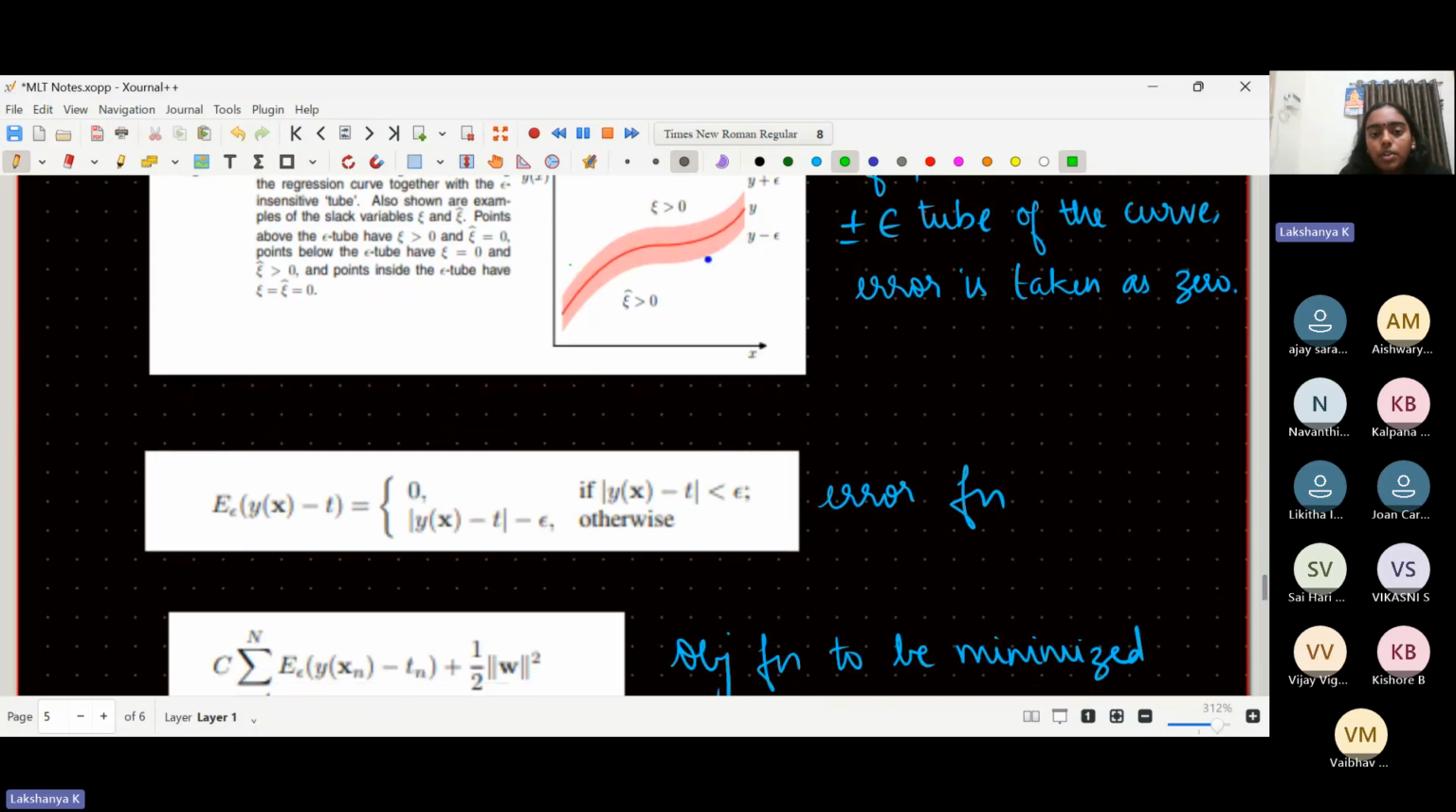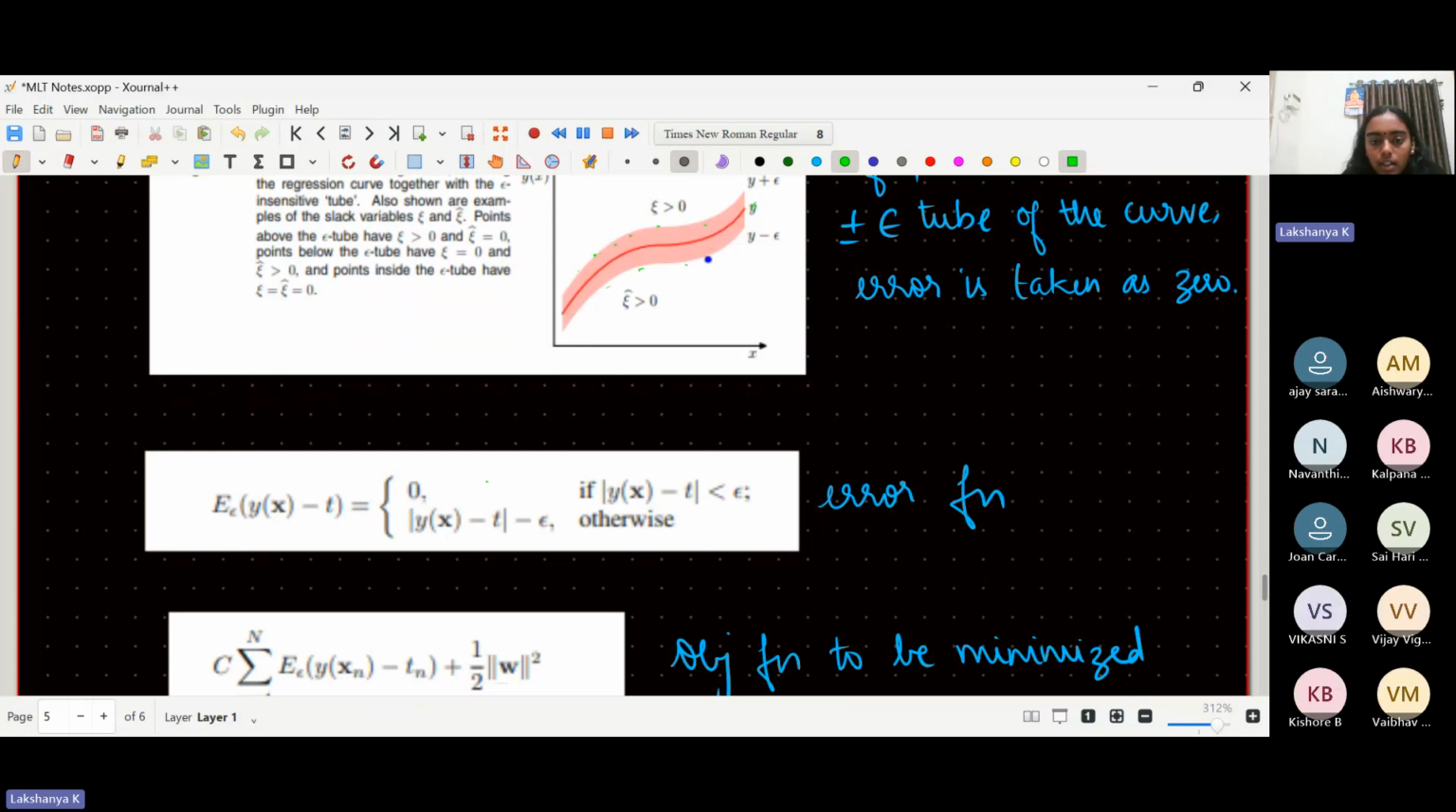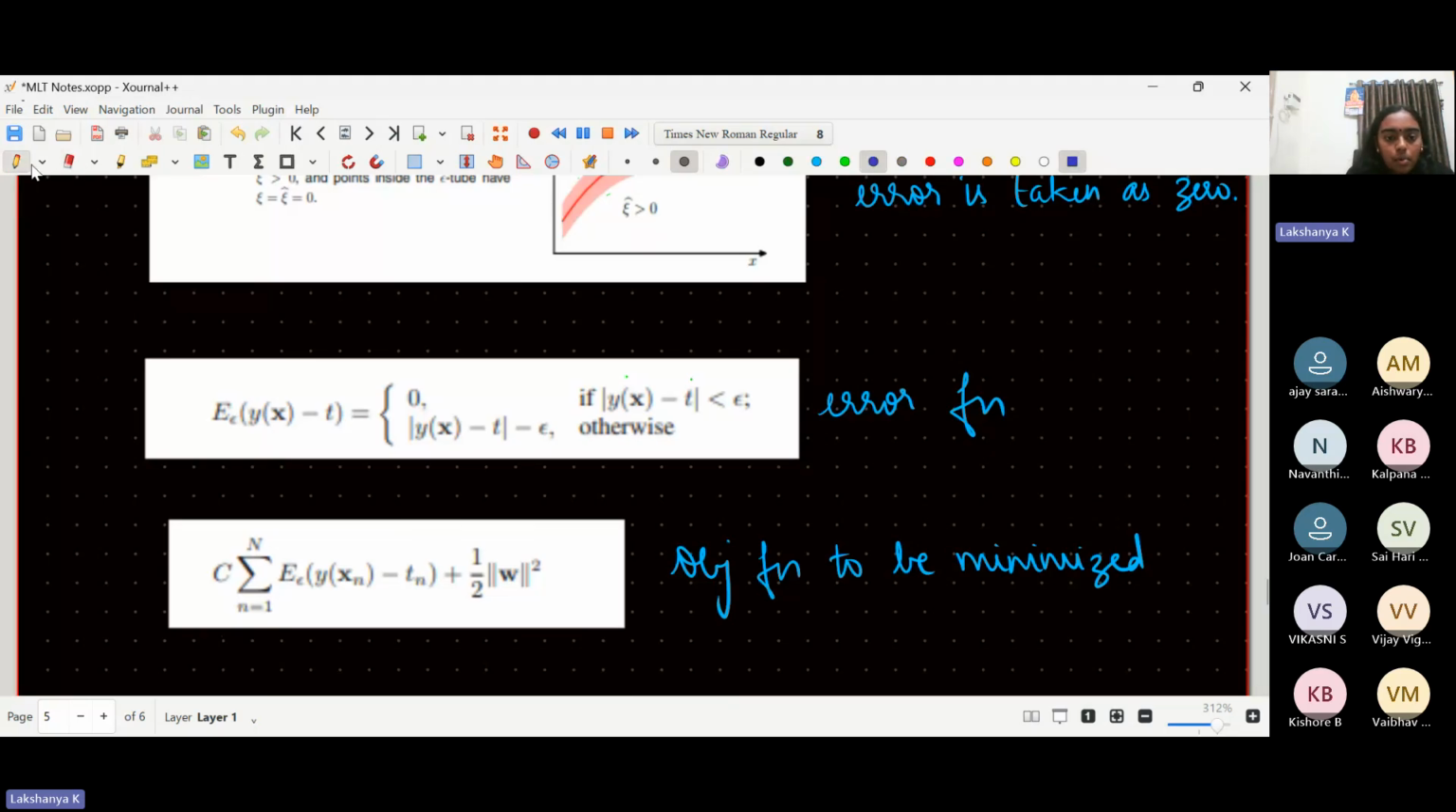Because our tube is going to be defined by support vectors. The whole idea of support vector regression is using the support vector. So your error will be 0 if your original minus predicted lies within some epsilon boundary. Otherwise, it's going to be original minus predicted minus that epsilon boundary. So it's going to be this whole thing minus this thing. So this part will be taken as the error function. So this is how we define the error function. And again, half w square is your objective function.